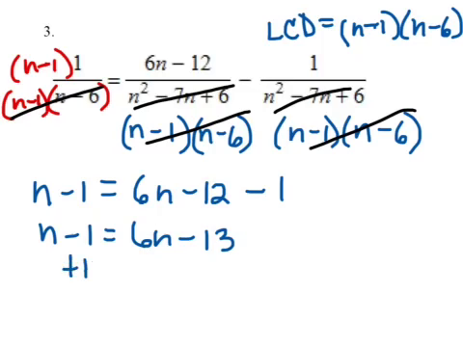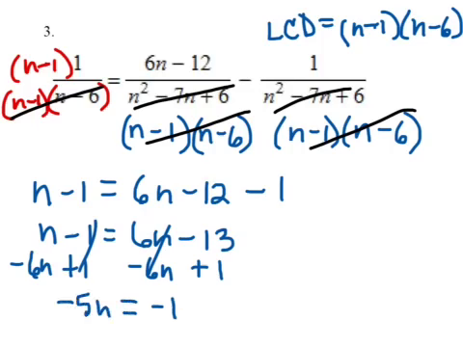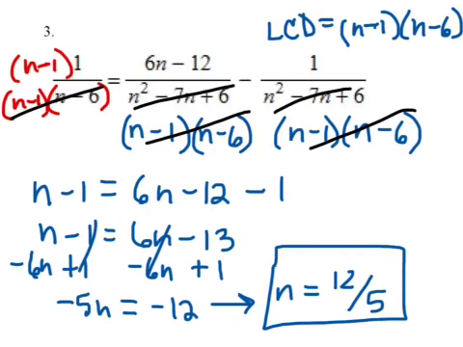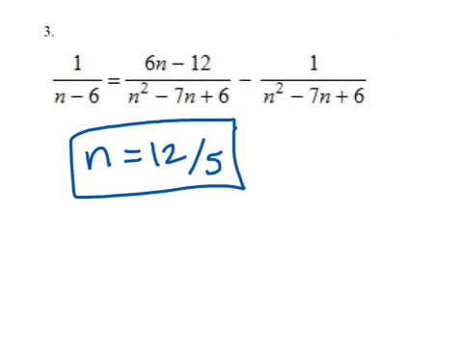Let's finish this off. I'm going to add a 1 to both sides, subtract 6n from both sides. The result is negative 5n equals negative 12. Dividing both sides by negative 5 gives us the final result of 12/5. Again, let's verify that this is indeed our answer. For the sake of time, I have verified that this is indeed our answer.